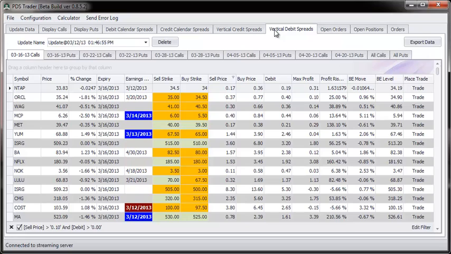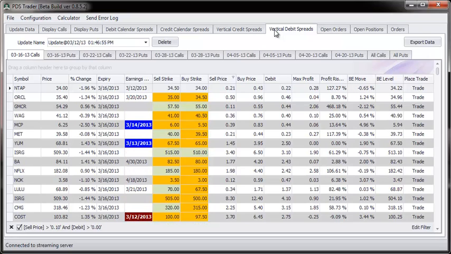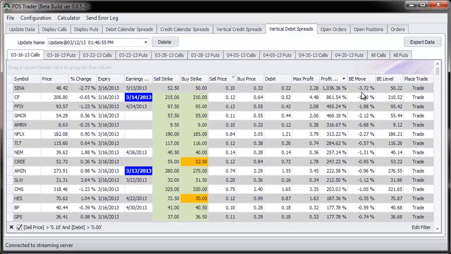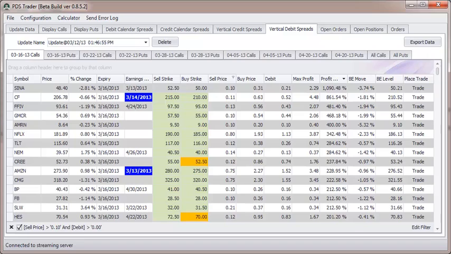Switching over to debit vertical spreads, we sort by the same methods, profit to risk percent, looking for the highest. We also look for BE moves as our secondary filter. This is by no means an in-depth view of any of these strategies.